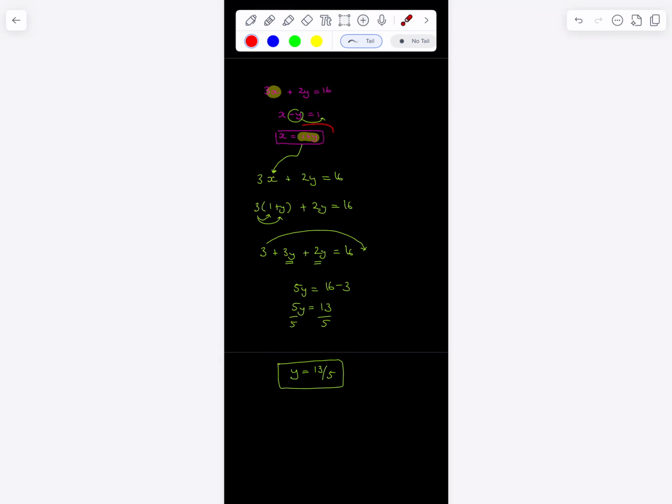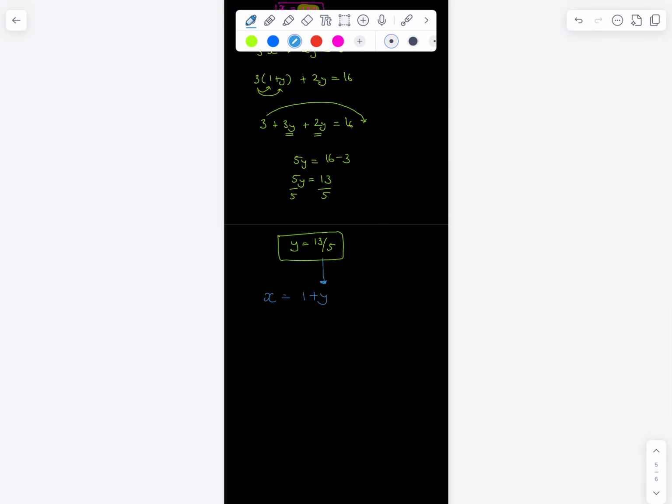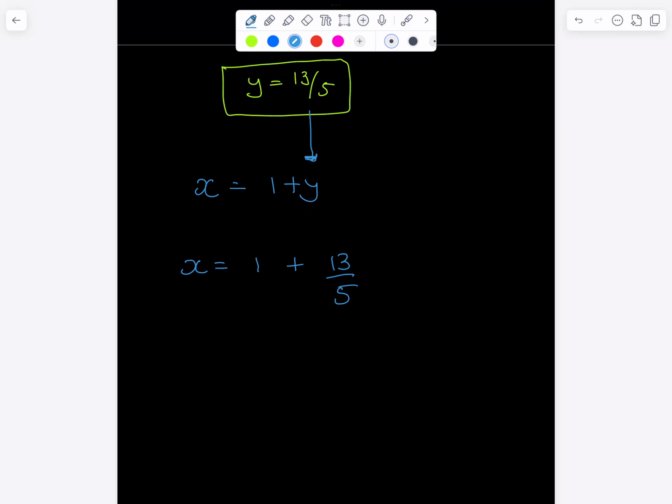So substitute it back in. Might as well substitute it into this equation. So x equals 1 plus y. Y is 13 on 5. So x equals 1 plus 13 on 5. And let's do this without a calculator because it's fun to add fractions without a calculator. To add and subtract fractions, the denominator needs to be the same, the bottom number. So any whole number could just be written over 1 because any whole number divided by 1 is itself. So 1 over 1 is 1.